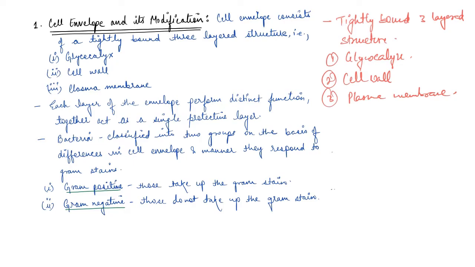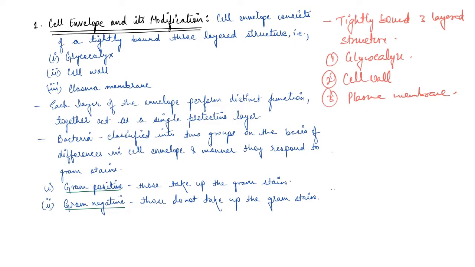Now, bacteria can be classified into two groups on the basis of differences in the cell envelope. And on the basis of these cell envelopes, they respond to a staining procedure, right? This was developed by Gram. They are stained positive or negative, and these are gram stains. It is gram positive if they take up the stain, and gram negative if they do not take up the gram stain.